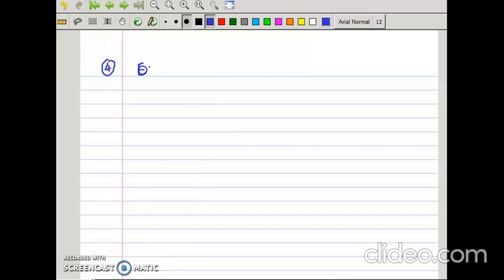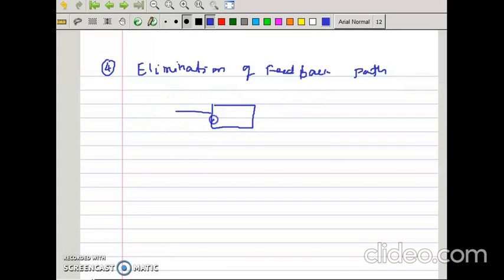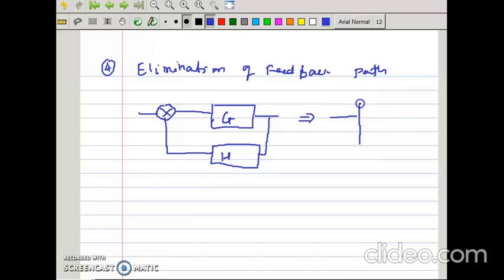Elimination of feedback path. So as we know, what is the feedback path? This is the forward path indicated by G, right? And here we are connecting the mixer input, and this is the feedback path, right? If we don't want this feedback path, we can replace everything by eliminating the feedback path.